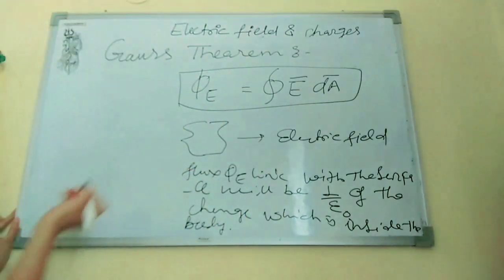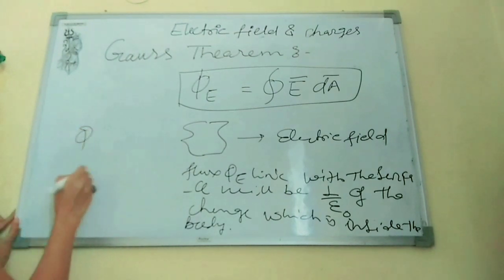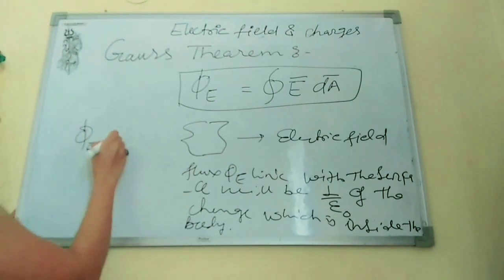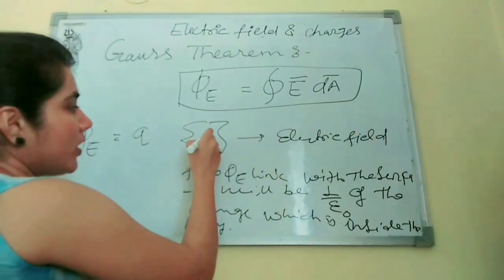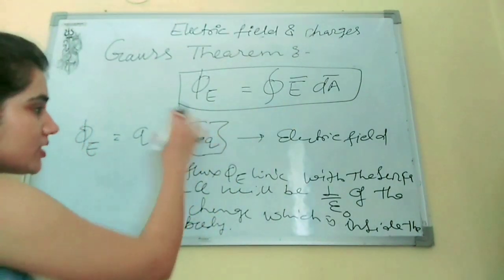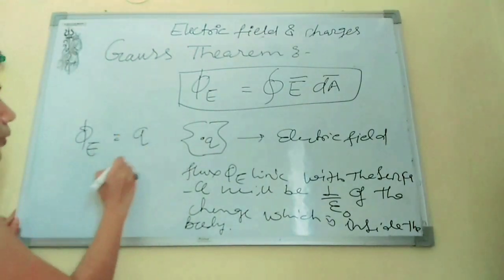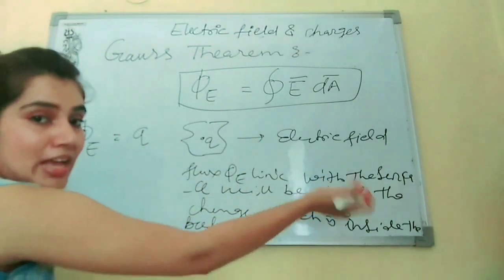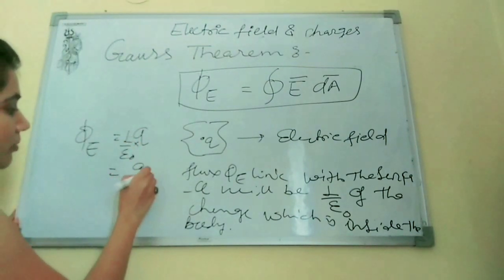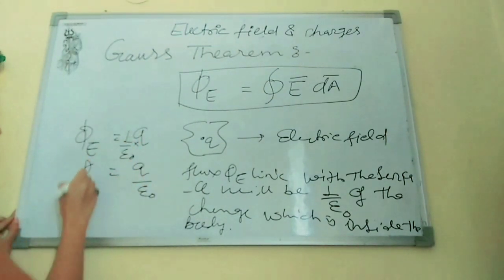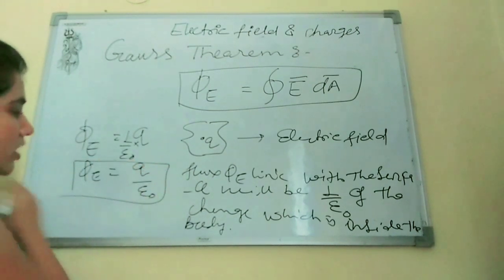So mathematically, how can we write it? Phi E equals 1 by epsilon naught times Q. Suppose there is one charge, Q, which is inside the body, and that is multiplied by 1 by epsilon naught. So that becomes Q upon epsilon naught. This is the Gauss theorem.